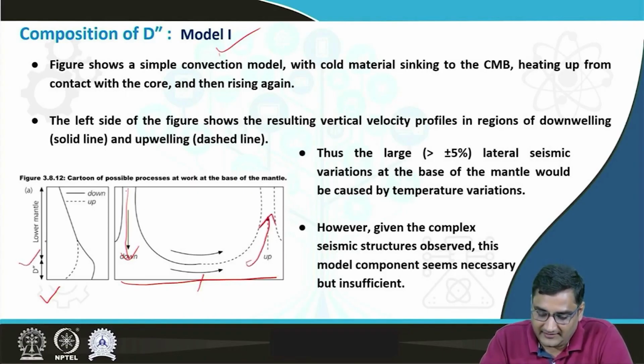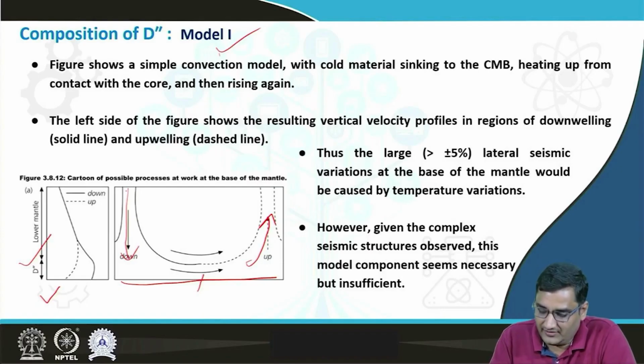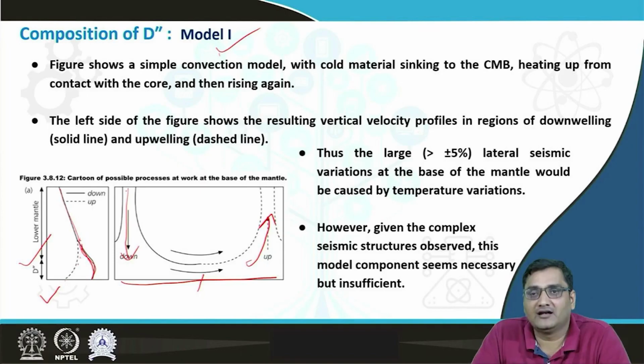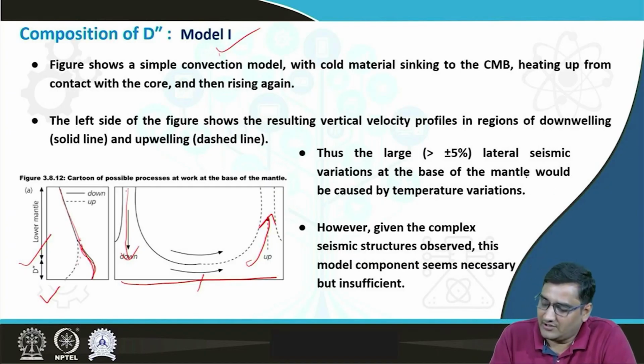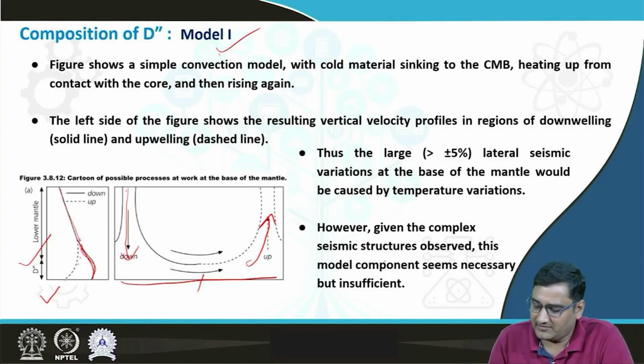So the left side shows the resulting vertical velocity profile in the region of downwelling. This is the downwelling region, the solid line, and this is the upwelling, the dashed line. And you can expect large lateral seismic variation, more than plus or minus 5% at the base of the mantle, that would be caused by temperature variations. However, given the complex seismic structure observed, this model component seems necessary but insufficient.